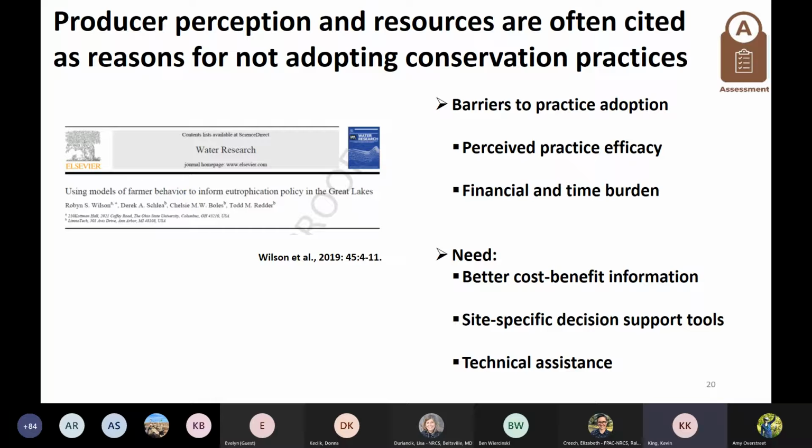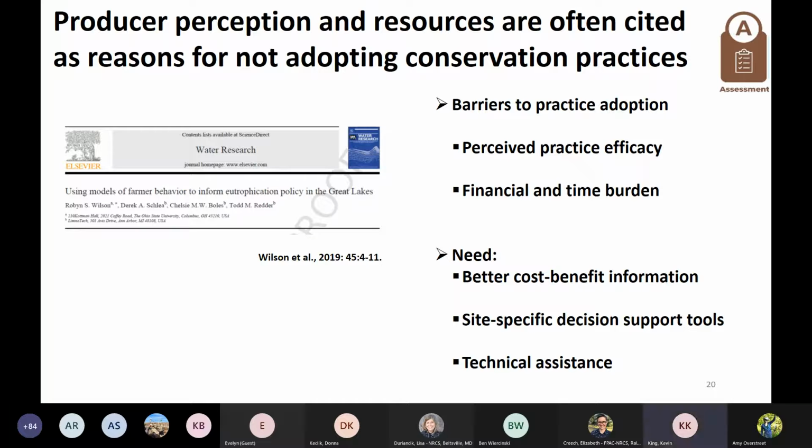In multiple surveys of producers within the Western Lake Erie Basin and led by researchers at Ohio State University, a majority of the farming population is willing to consider many of the recommended conservation practices and approaches. However, they point to conservation practice efficacy, whether it is real or perceived, as well as the financial and time burden often associated with some of the recommended practices as barriers to adoption.